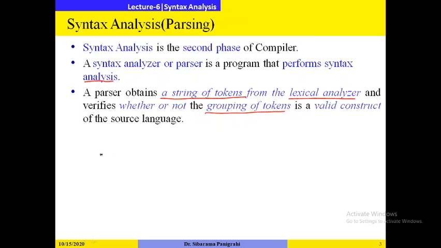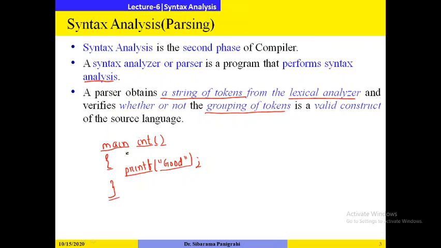For example, suppose I write a program: main, int, bracket, printf, good. Here the lexical analyzer will not generate any error. It will identify main as an identifier, int as a keyword, open bracket as a special character, close bracket as a special character, open curly bracket as a special character, close curly bracket as a special character, printf as an identifier, good as a literal, and semicolon as a delimiter. So it will identify all the valid lexemes which form tokens of the language, and there is no lexical error in this program.